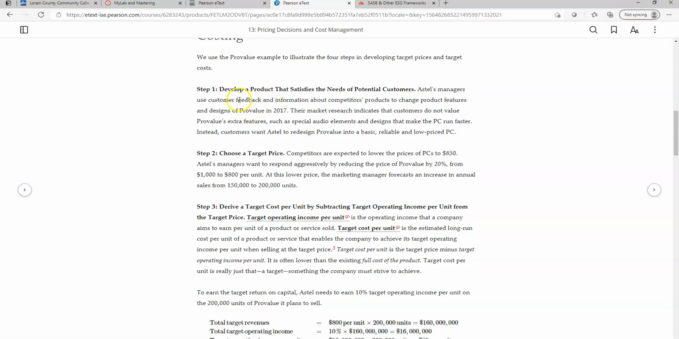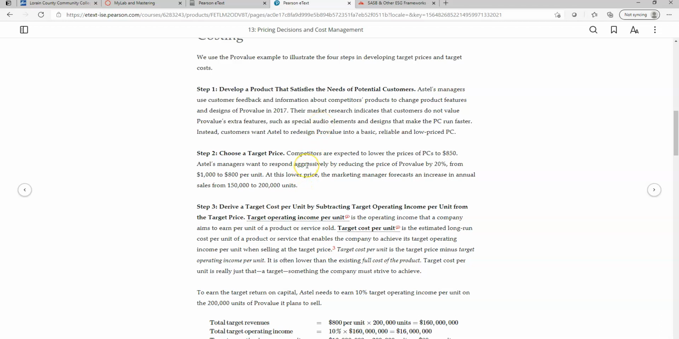And the first thing we want to do is find a product that satisfies the needs of potential customers. And in this situation, Ask Those Managers want to make a low price PC, and they did some market research, and they found that some of their customers don't value some of ProValue's extra features. So they got some feedback. They did some research about the competitors. They got customer feedback, and customers are saying, we don't care about this or that or the other thing. So based on the features that they determined that the customer wants and that their competitors are going to provide, they're going to choose a target price.